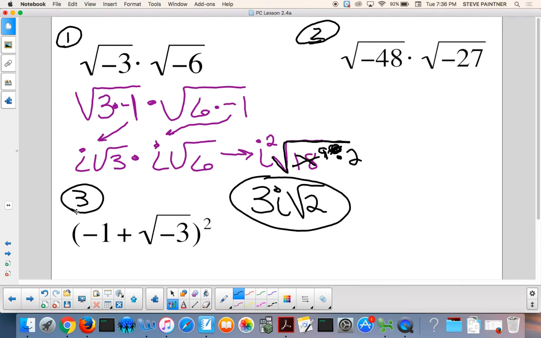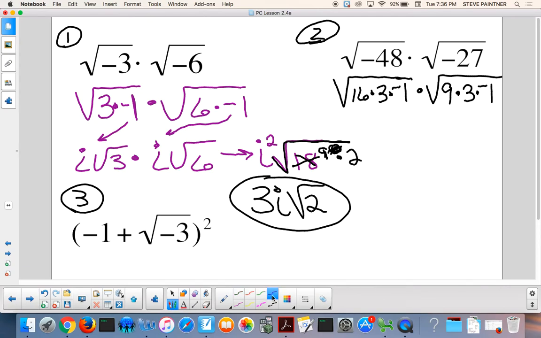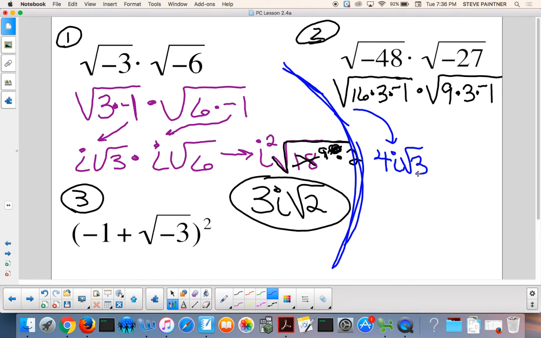Okay, here we go. Now that the recording's back on, and you've done it, hopefully this is how you did it, you probably broke this into 16 times 3 times -1. This one, 9 times 3 times -1. This one is going to be 4i square root of 3 times 3i square root of 3.